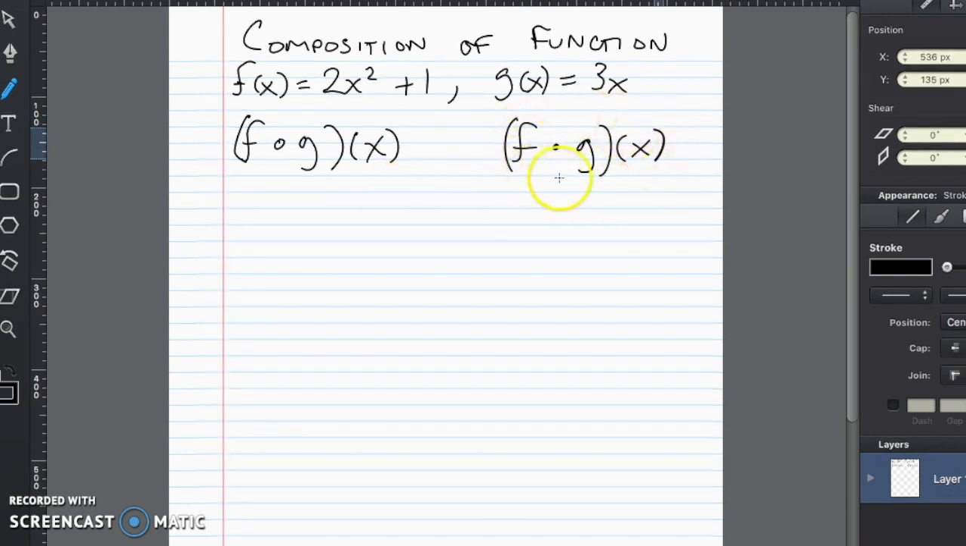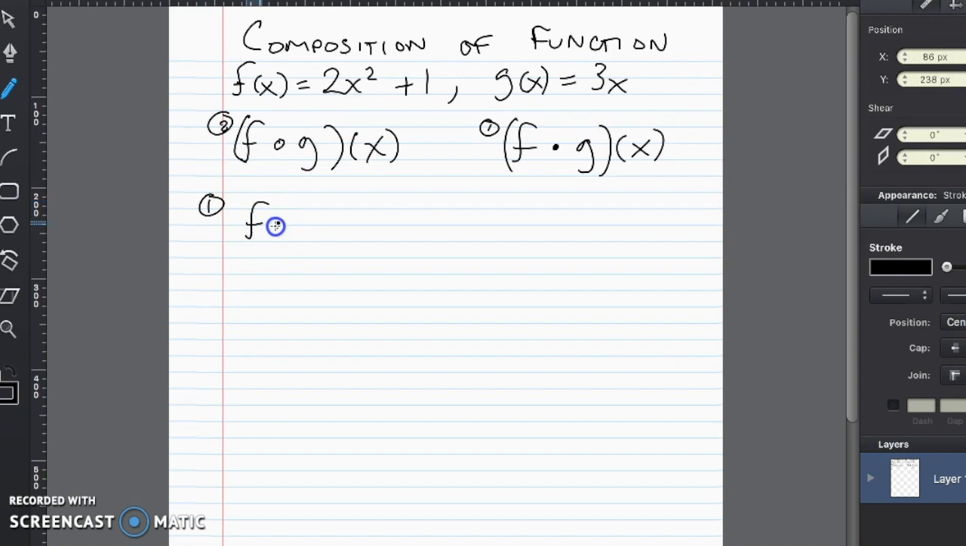This is going to be our multiplication, right? So this is f times g of x. This is f of g of x. And let's talk about this one first, okay? So let's make this one our first one, and this one our second one, okay? So first, let's talk about our multiplication of a function. So that means I'm going to take f times g.